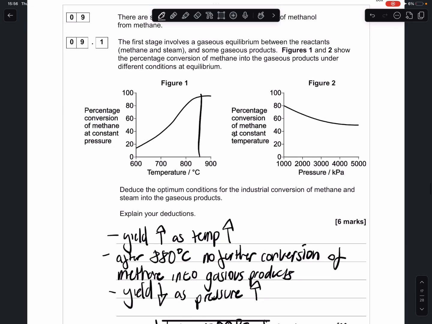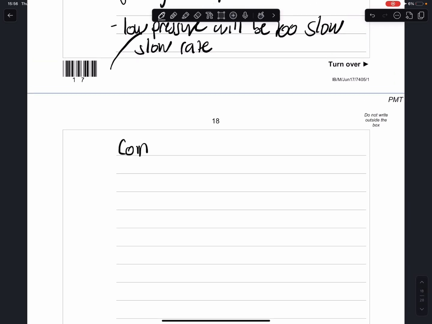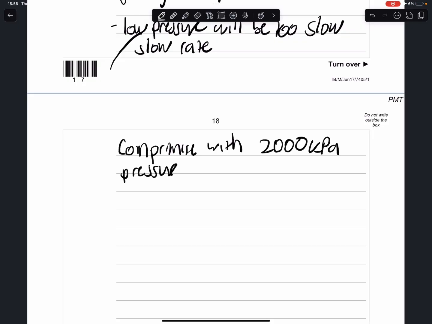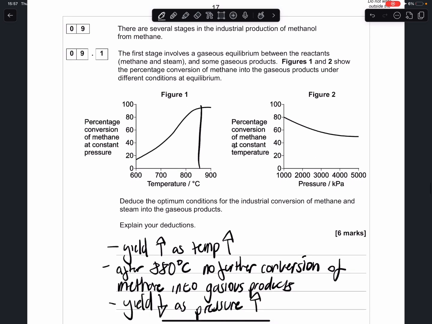So I'd say probably a compromise. We don't want to use this low pressure because there's not going to be many collisions, even though we have this high conversion. Because this is an equilibrium. So I would say we want to compromise and use a pressure somewhere in the middle. So between here and here, probably, I would say more about here, around 2000 kPa. So compromise with 2000 kPa pressure. Because at this pressure, we've got a decent pressure, so our particles can collide, and we've still got a pretty good conversion at around 60, probably around 70%. So yeah, that's not too bad, and that should be it.